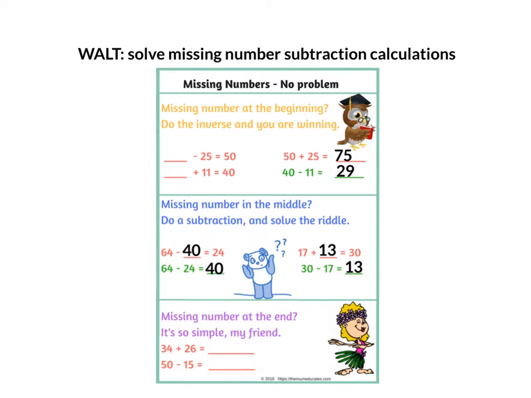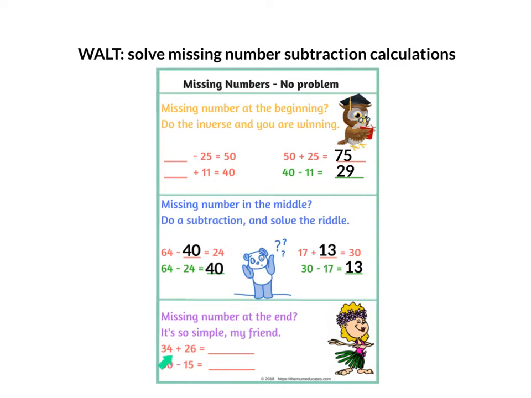The last type of missing number sum that you can have is at the end, which is your normal general calculations that you're used to looking at. And you would just solve that using whatever mental addition or subtraction strategy that you prefer, whether it be splitting the number, partitioning the number, or starting with your start number and counting on in the tens and then the units, whatever way is best for you.